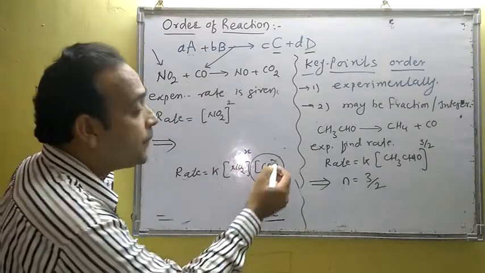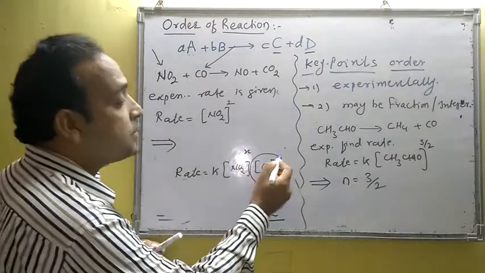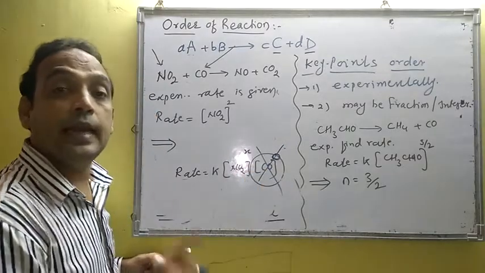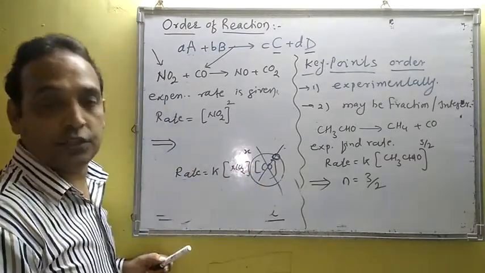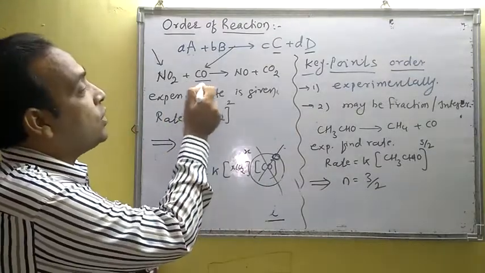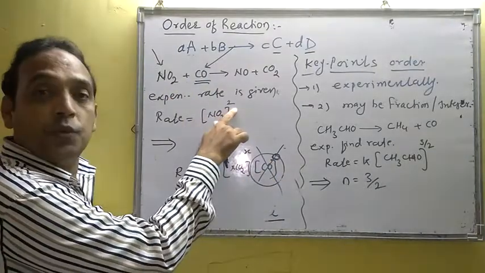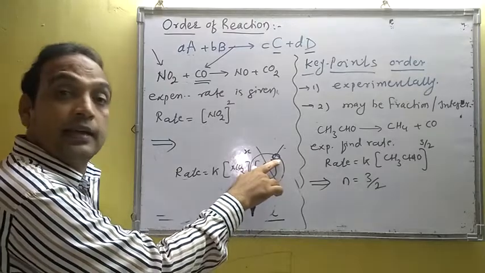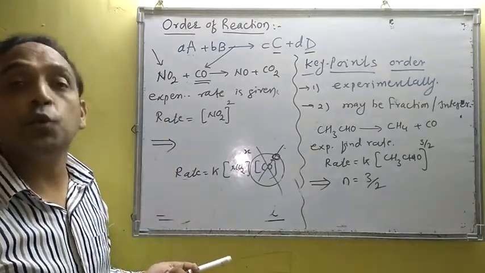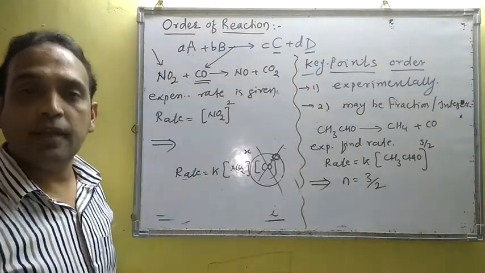CO नहीं दिया, इसका मतलब CO का power क्या आता है यहाँ पर? 0. अब CO का अगर power 0 है, so this factor gets cancelled. मतलब rate independent on that concentration. रेट उस पर depend रहेगा क्या? नहीं. तो CO का order वहां पर 0 आ रहा. But NO2 का order 2. लेकिन CO का order 0. So order of reaction may be 0. Order of reaction may be 2. और in rare cases order of reaction may be 3.